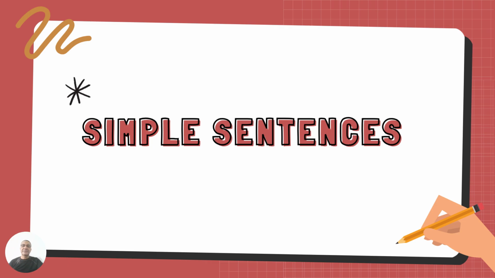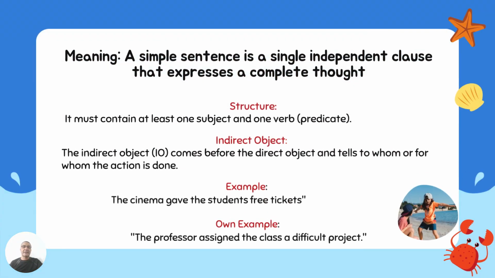First, simple sentences. What is the meaning? A simple sentence is a single independent clause that expresses a complete thought. What is the structure? It must contain at least one subject and one verb predicate.